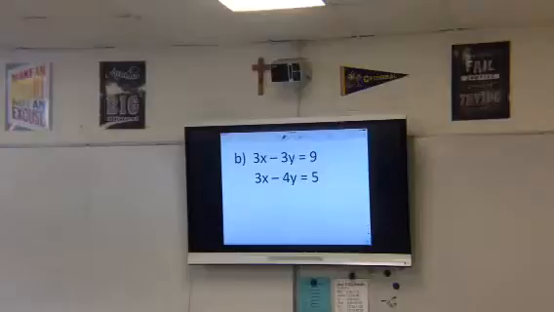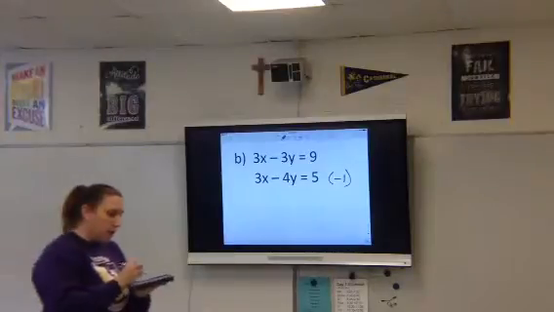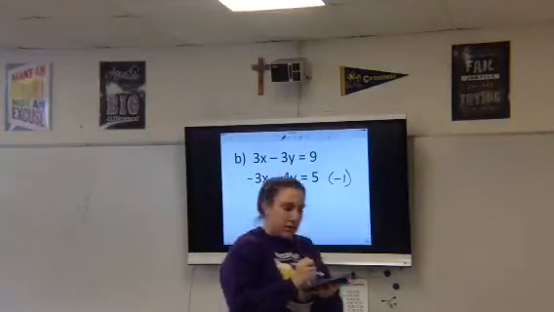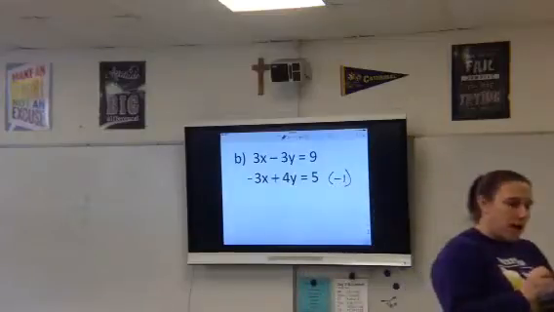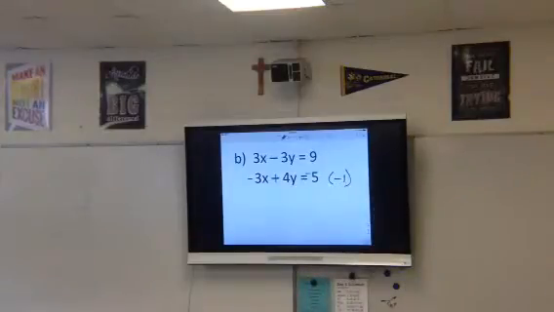In reality you can multiply both of them. It doesn't matter what you multiply by. So in this case, I'm going to multiply just one of them. I'm going to pick the bottom, but you can do the top. Multiply it by -1. Now when you multiply the entire equation by -1, it becomes a -3x, a positive 4y, and a -5.